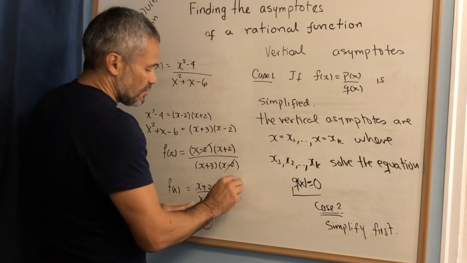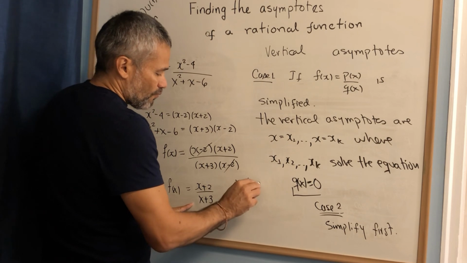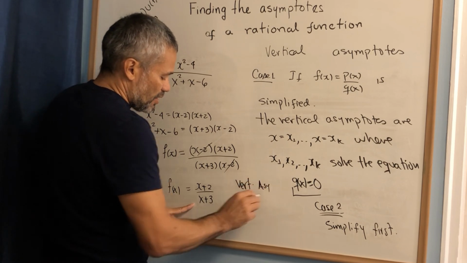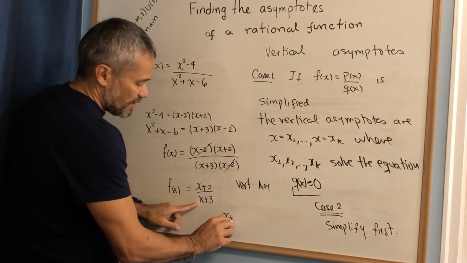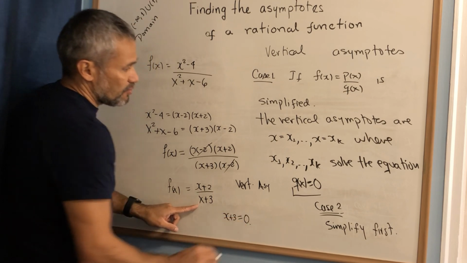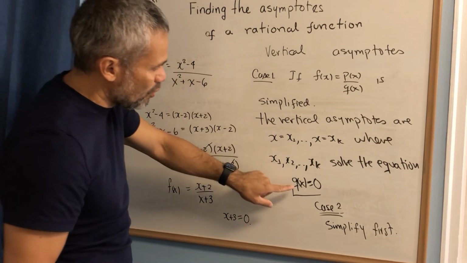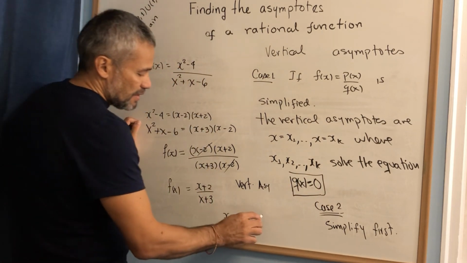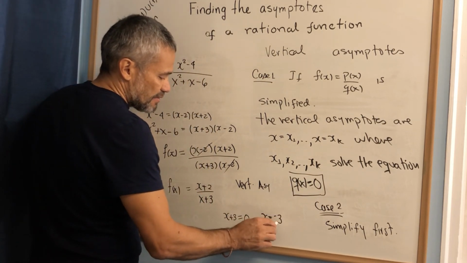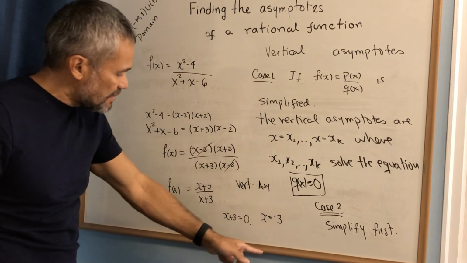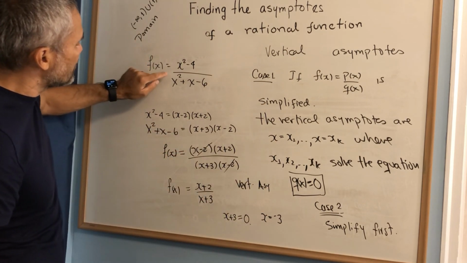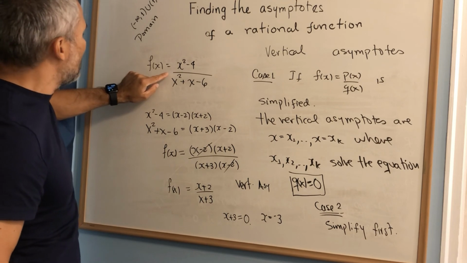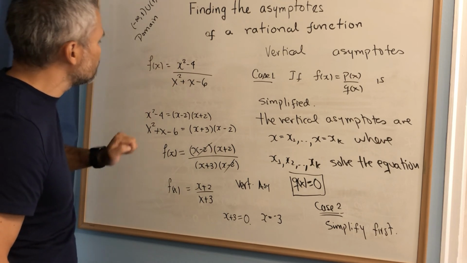Then the vertical asymptote is, you need to solve this equation, x plus 3 equals 0. To find the vertical asymptote, you solve the equation denominator equals 0. Then in this case, we get x equal negative 3. The vertical line x equal negative 3 is a vertical asymptote for this rational function.